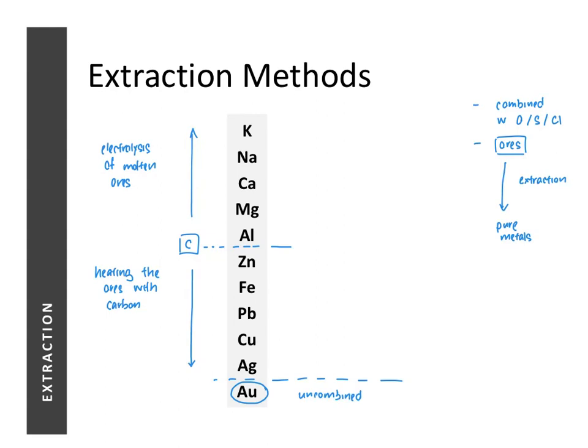At this point in time, don't worry about the term electrolysis. Essentially, it is to use a current to break down the compound, and on breaking down the compound, we get back the metal. At this point, you just need to know for a particular metal what method to use. Is it by heating the ore with carbon or by electrolysis?